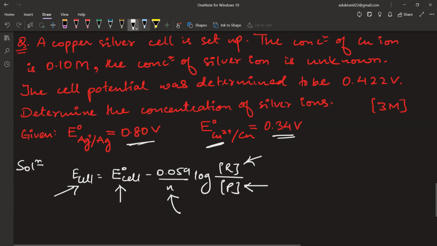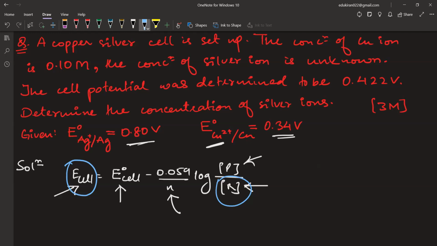So see what all has been given to you. You have been given E cell. You have been given the concentration of either reactant or product. Let us say the reactant is given. Sorry, we wrote it the wrong way, so product upon reactant. And here let us say you have been given the concentration of copper.